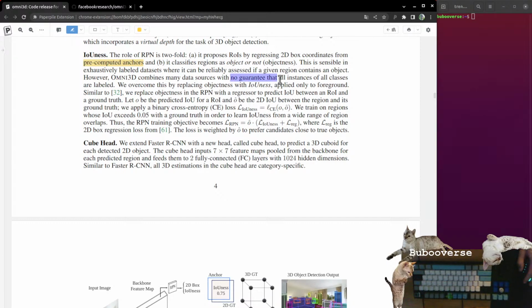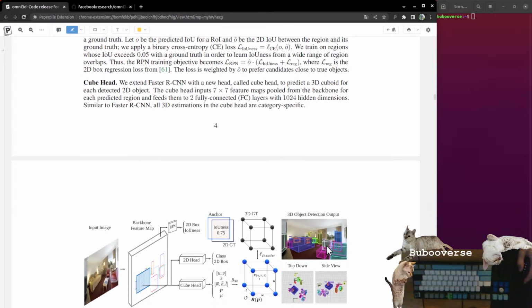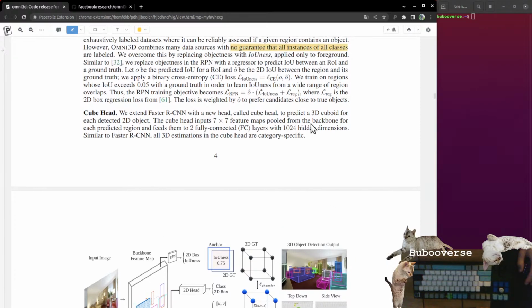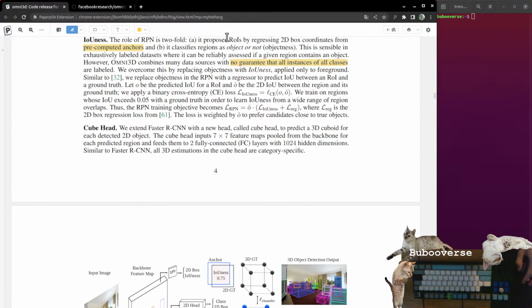So yeah, they basically say that, hey, rather than kind of using a binary classifier and saying, is this an object or not an object, we have a ton of things in this scene that aren't labeled, like, for example, the curtains or this picture frame here, right? And we don't want that to influence that, right? So we're going to come up with a new metric called IOU-ness.